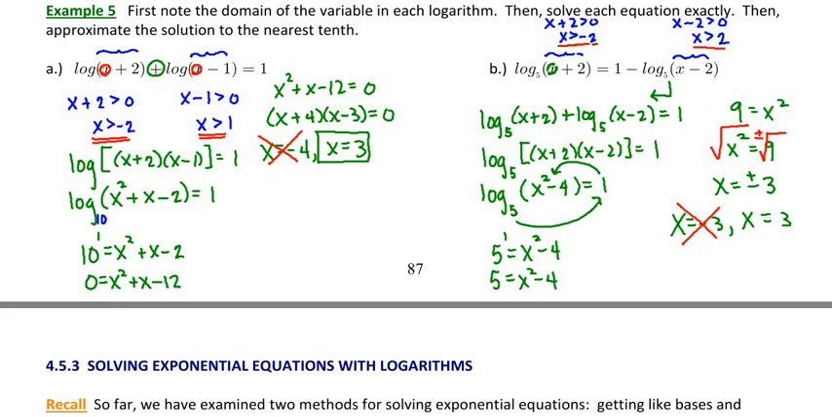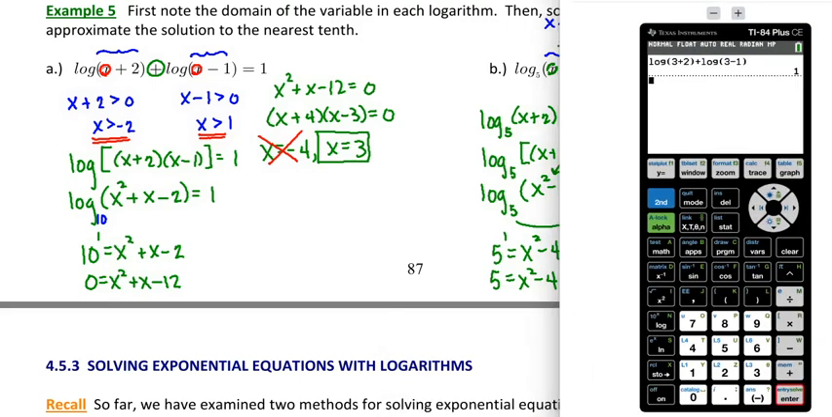So let's check it with our calculator. I'm going to begin by typing in the left side. That's going to be log base 5 of 3 plus 2. So that's math, alpha, math. That's how we pick up our log base 5 of 3 plus 2. That gives me a value of 1.